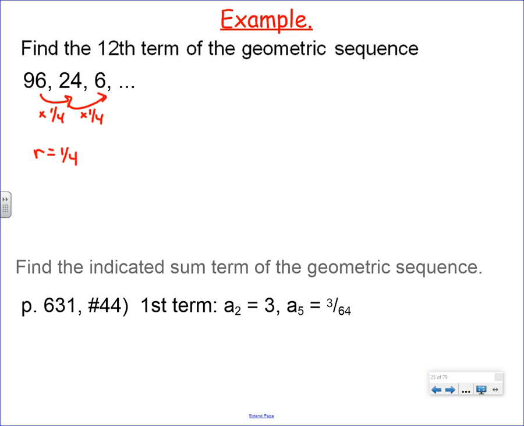Okay, so could you in your calculator do divide by 4, divide by 4, divide by 4? Wait, how many have I done? I need to get to 12, which means I need to do 11 of them. Why don't we just use our math logic to get there? We need to get to the 12th term, starting from the first term and doing how many jumps? 11, 12 minus 1, of 1/4.